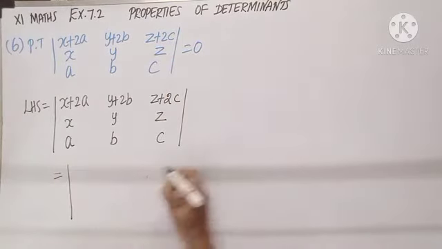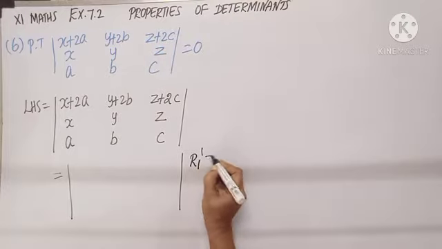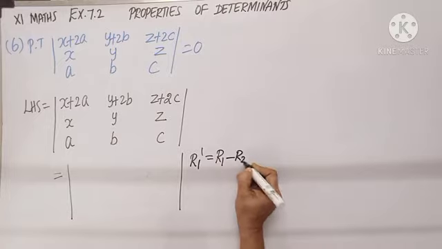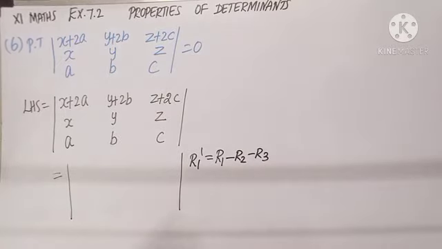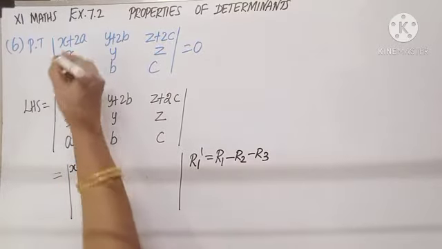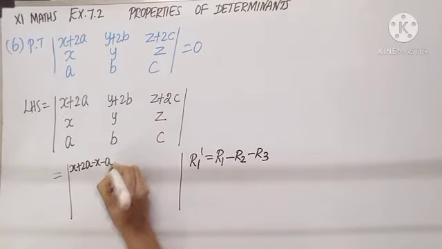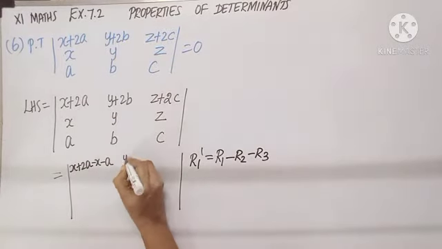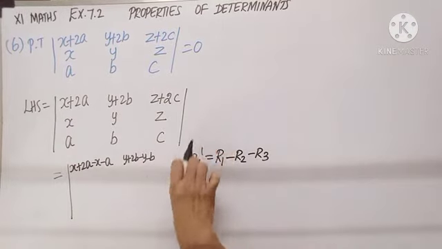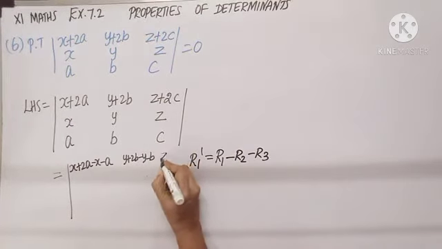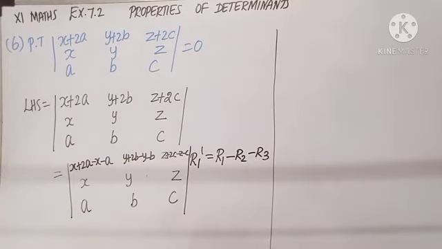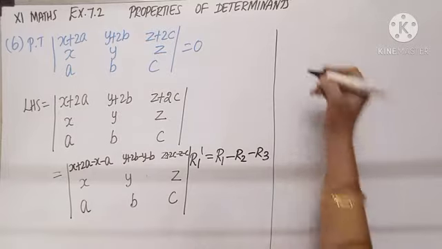So, what do I do? New row 1 is row 1 minus row 2 minus row 3. What is row 1 actually? x plus 2a minus x minus a. Same way, y plus 2b minus y minus b. Same way, the third one, z plus 2c minus z minus c. Copy the next two rows as it is.